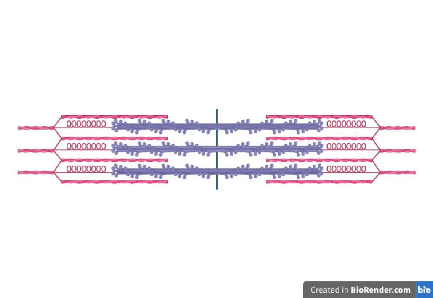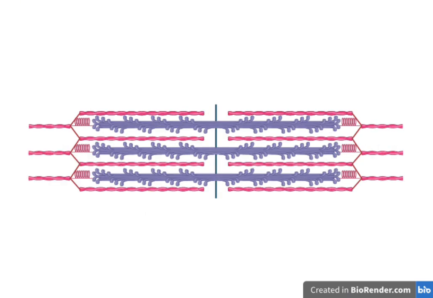The distance between two Z lines defines one sarcomere. The I band contains only thin filaments, or actin. This band shortens during contraction as actin slides inwards. The A band is the length of the thick or myosin filament. This length stays constant during contraction.